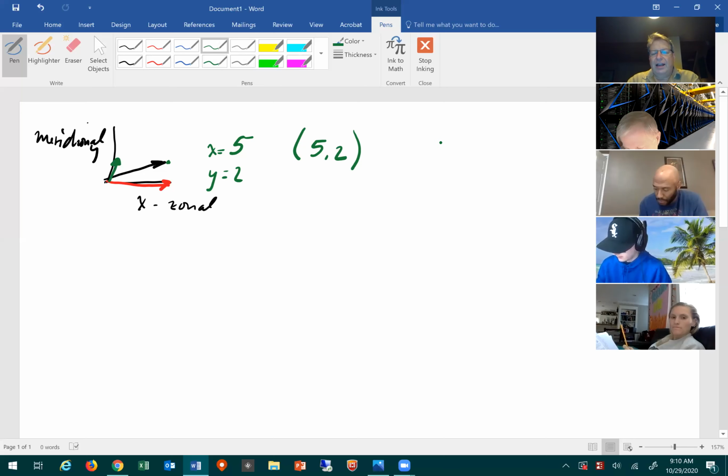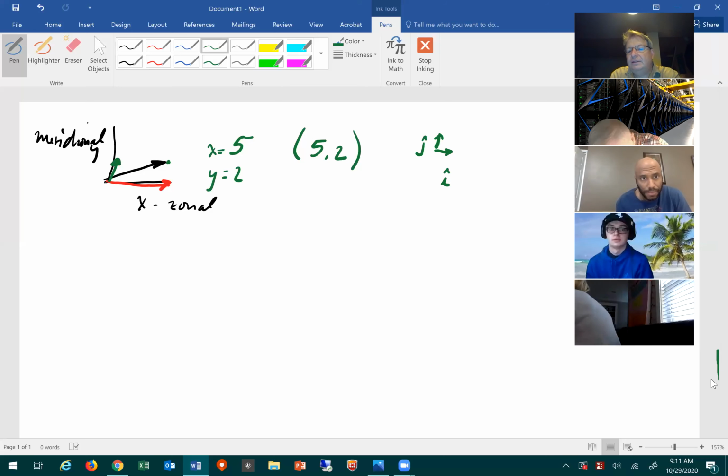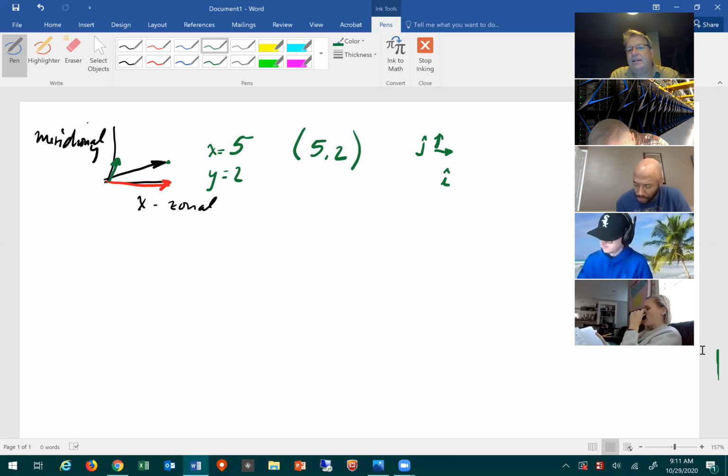What I'm going to do is define vectors here, and I'm going to call these i hat and j hat. Okay, i hat is a unit vector. So, Mike, when I say unit vector, what do I mean by that? What do I mean by the term unit vector? It means the length of the vector is 1, right? That's what I mean by that. The length of the vector is 1.